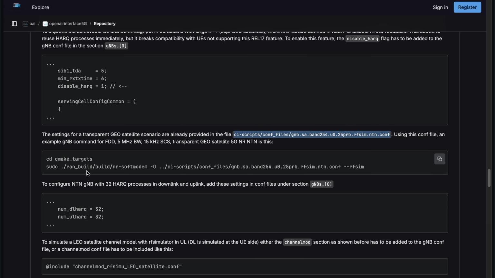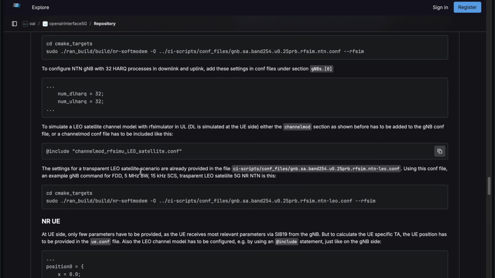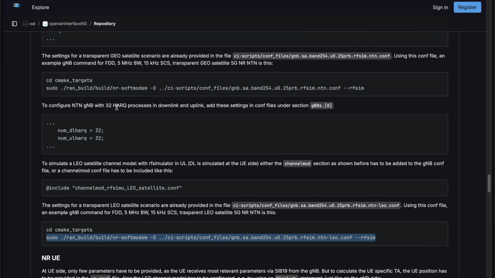So if we go a bit down, these are similar things. If we want to simulate the packets in the LEO satellite, you need to include this and then run this command. And for the GEO satellites, we need to go to CMake targets and then run this command.